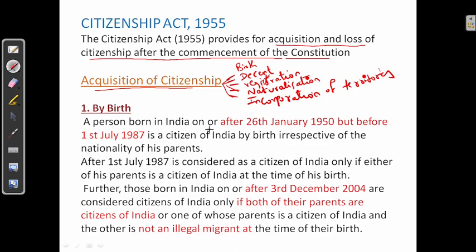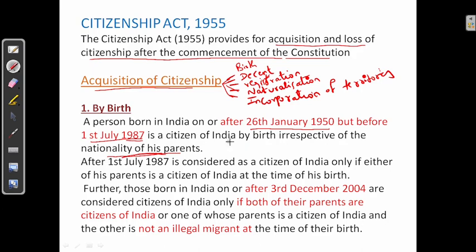A person born in India on or after 26th Jan 1950 but before 1st July 1987 is a citizen of India by birth irrespective of the nationality of the parents. Okay, a person born after 26th Jan 1950 but before 1st July 1987.